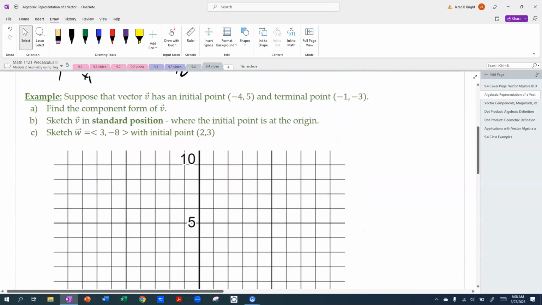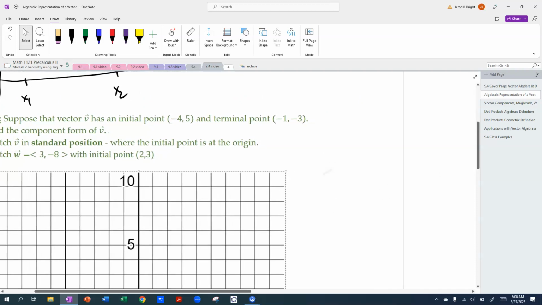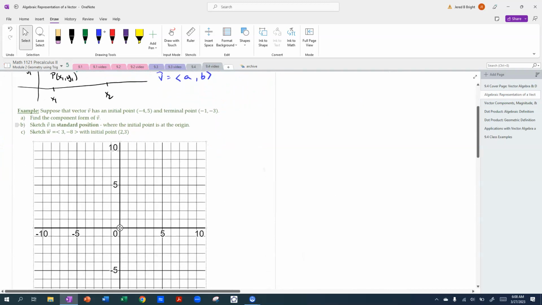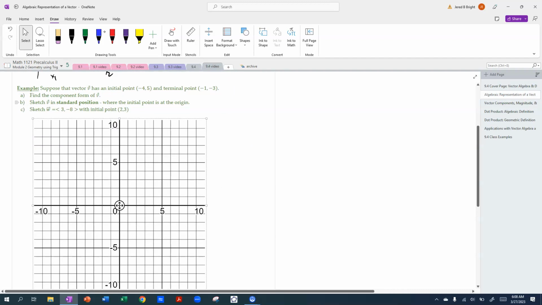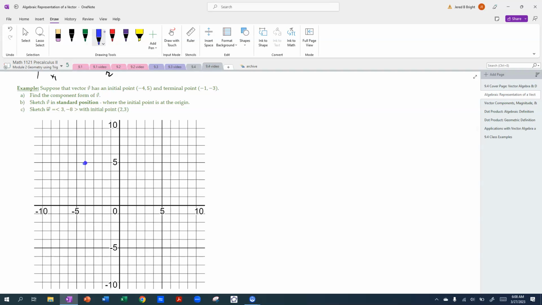Let's see an example. Okay, so we have vector v, initial point, terminal point. Okay, fine. And maybe let's just sketch it so we can see this on the coordinate plane. So the initial point is -4, 5, right about there. And then the terminal point is -1, -3, so down here. Okay, and I'm just going to draw it so I can see it more easily. So this is vector v. Okay, it says find component form.